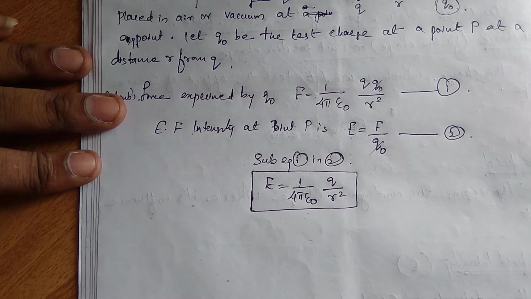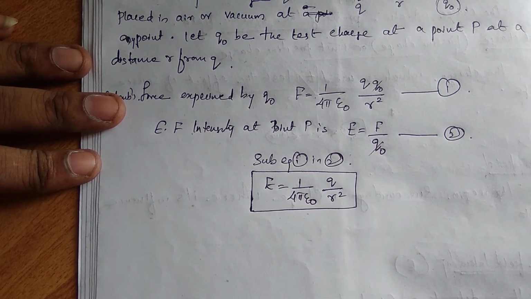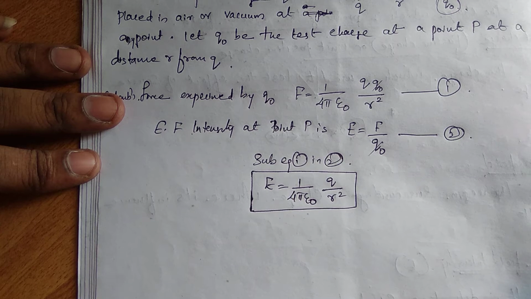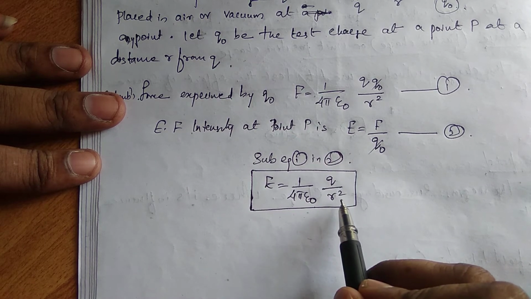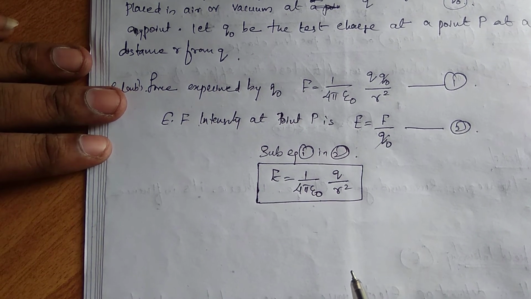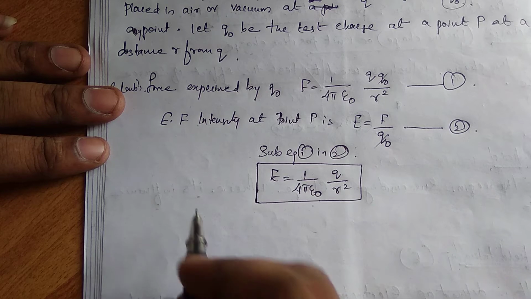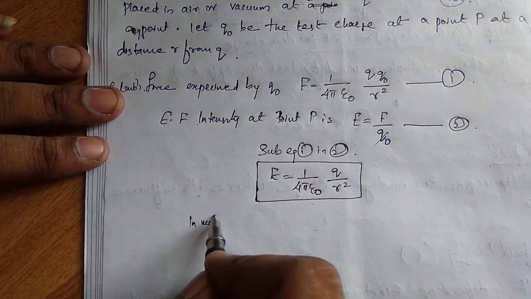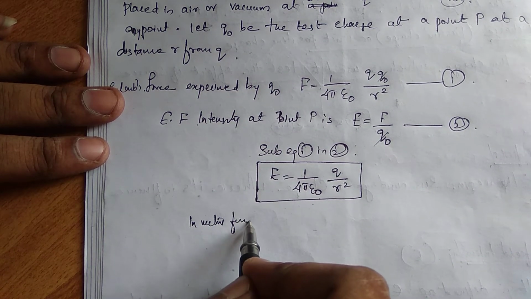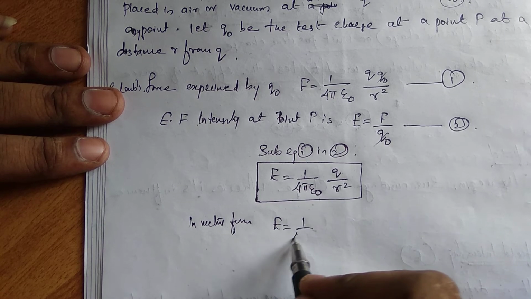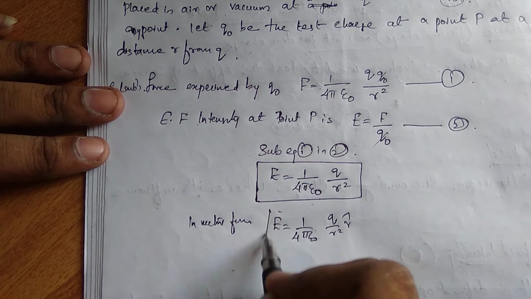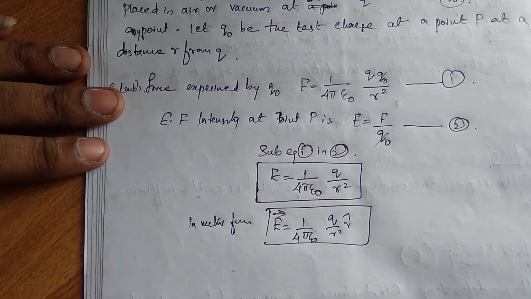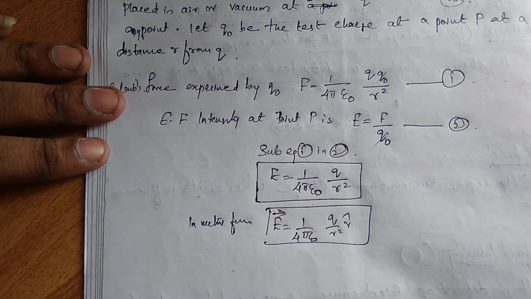Coulomb's law is 1 by 4 pi epsilon 0 Q1 Q2 by R square, but electric field intensity at a point is 1 by 4 pi epsilon 0 Q by R square, only one Q. Or in vector form, we can write this equation as E equal to 1 by 4 pi epsilon 0 q by r square into r cap.